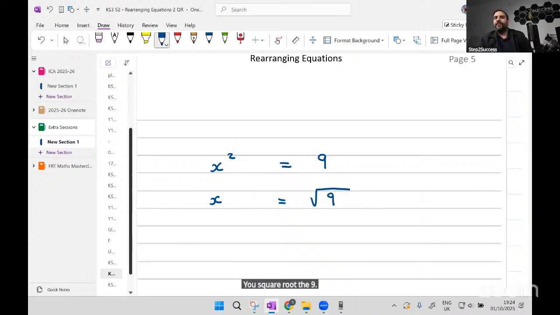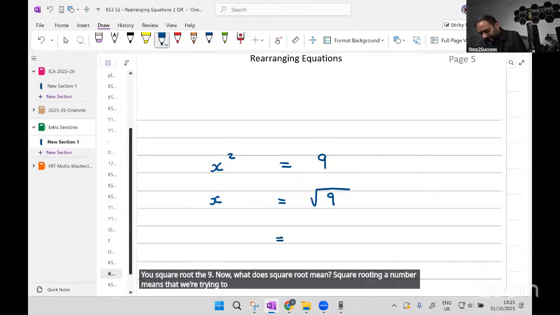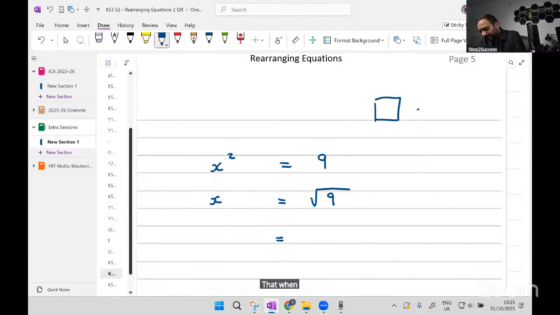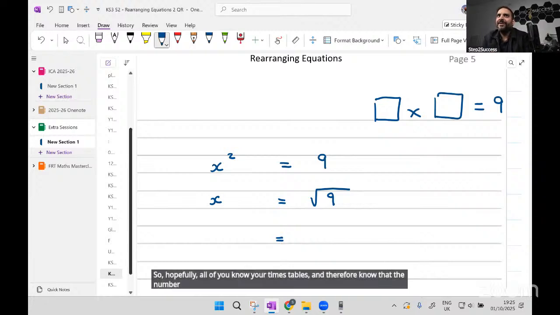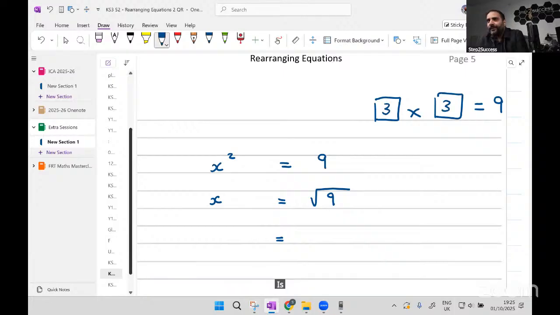Now, what does square root mean? Square rooting a number means that we're trying to find a number that when you times it by itself, you get the answer inside the square root. So hopefully all of you know your times tables and therefore know that the number that times itself to make 9 is 3. So 3 would look like the answer to this question.